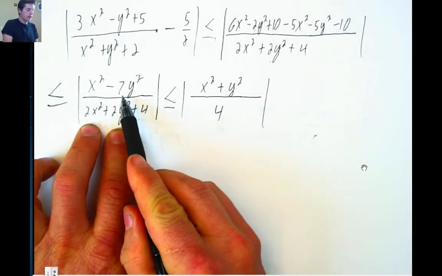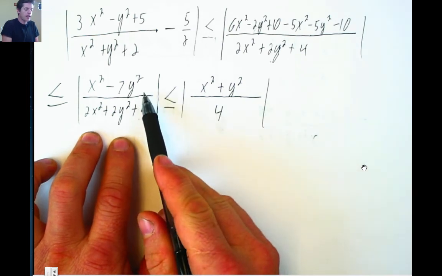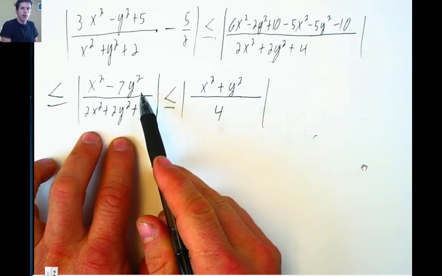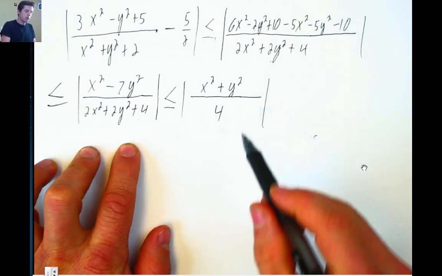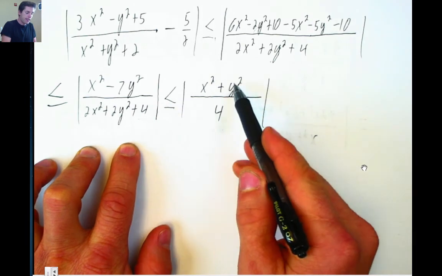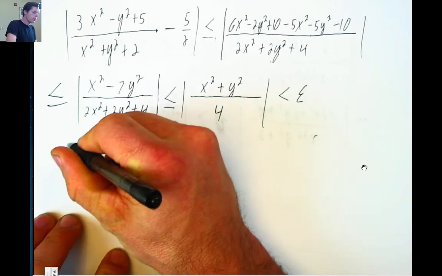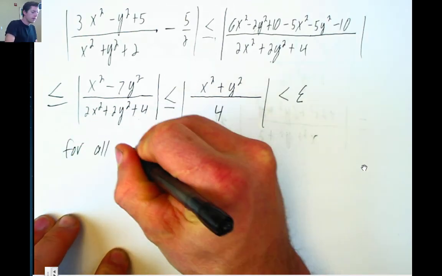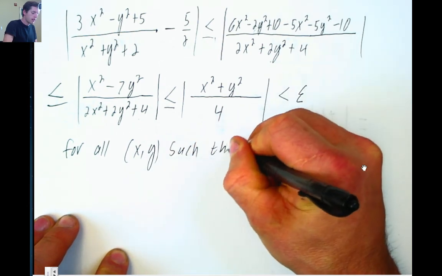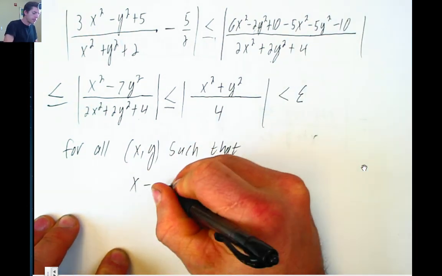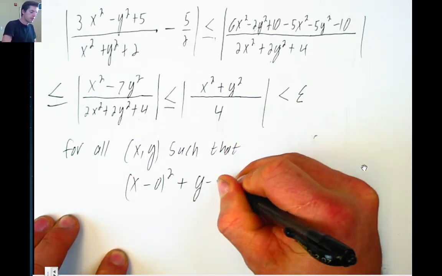So that right here, I added 8 y squareds to the numerator rather. If you add 8 y squareds upstairs, you're definitely making upstairs bigger. See, the reason I did that, and it's certainly true, right, that this is bigger than that, and this thing is going to go to 0. This thing is certainly less than epsilon for all ordered pairs of numbers x, y, such that x minus 0 squared plus y minus 0 squared.